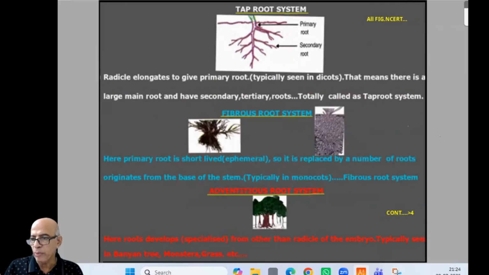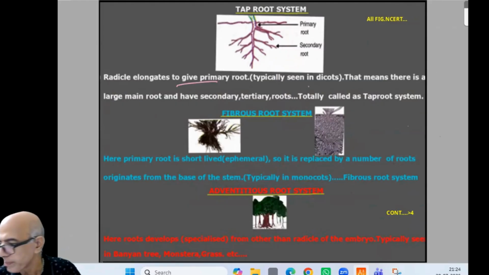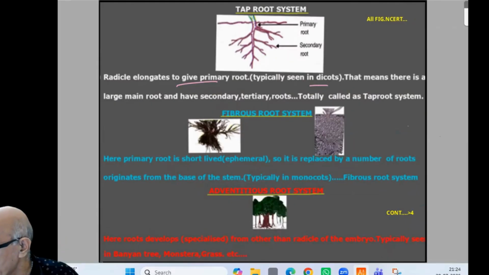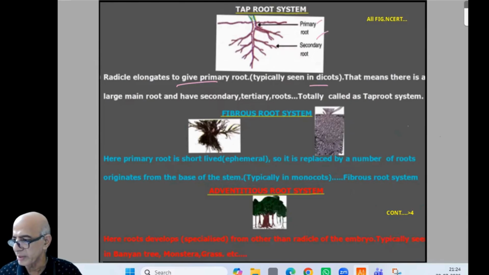Now we can proceed to the taproot system. What is the taproot system? It is the elongation of the radicle to give the primary root, typically seen in dicots. That means there is a single large main root, with secondary, tertiary roots, etc., and the whole is called the taproot system. So primary root, secondary root, that way it proceeds.